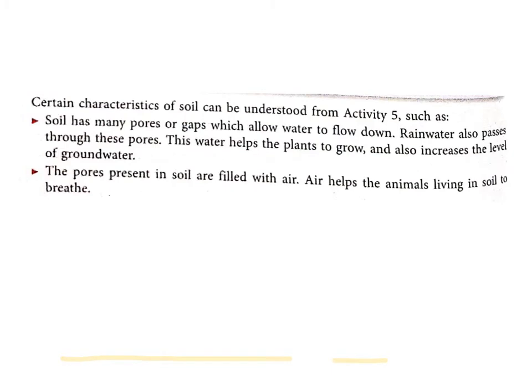Now children, on the basis of activity 5, there are certain characteristics which you should understand. So let us read. Certain characteristics of soil can be understood from activity 5, such as: the first one is, soil has many pores or gaps which allow water to flow down, which we have proved through percolation. Rainwater also passes through these pores. As you know, the soil is made up of small particles, so there are gaps or holes present between these particles through which the water seeps down.